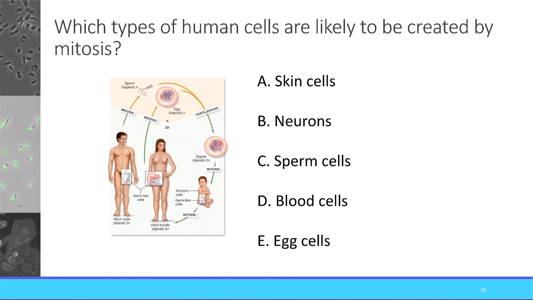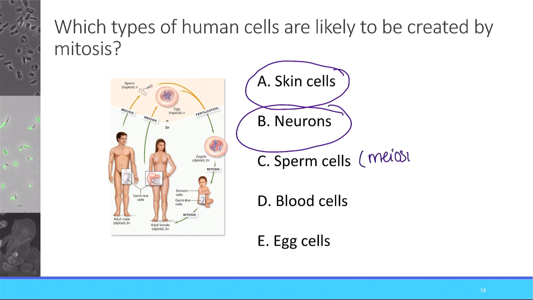So recall that mitosis is somatic cells, and that's going to be cell division that results in identical copies. So skin cells are going to be produced through mitosis. Neurons will be produced through mitosis. Sperm cells are gametes, and these are going to be produced through meiosis. Blood cells can also be produced. And then for egg cells, these are also known as oocytes, and they're the biological female gametes, and they are produced through meiosis. So A, B, and D are human cells that are likely to be created by mitosis.